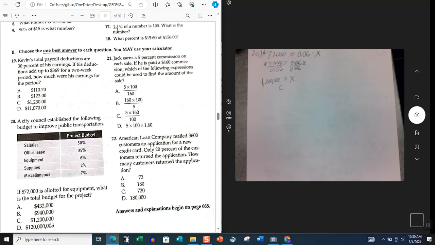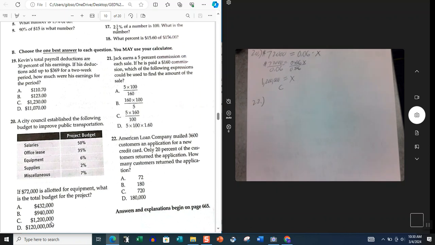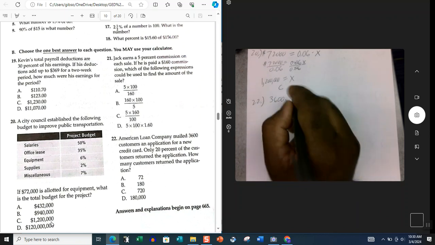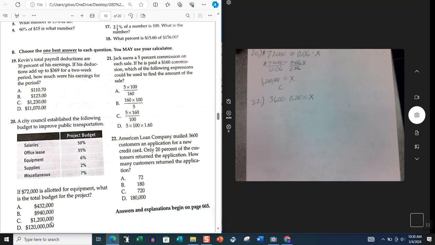Now, the next problem we're going to do is problem 22. It says American Loan Company mailed 3,600 customers an application for a new credit card. Only 20% of the customers returned the application. How many customers returned the application? So we have 3,600, and it says 20% of the customers. So it's 3,600 times the 20% that will give us how many customers responded, because it's 20% of the 3,600.